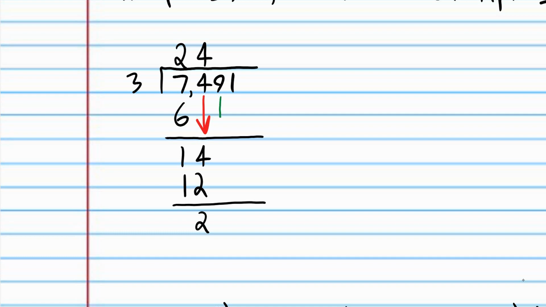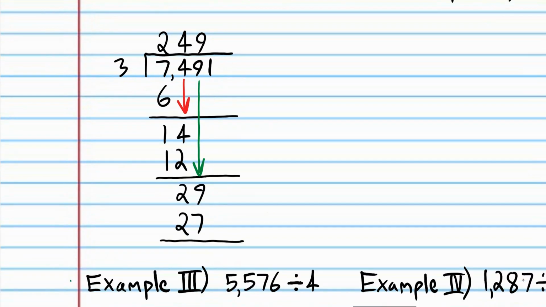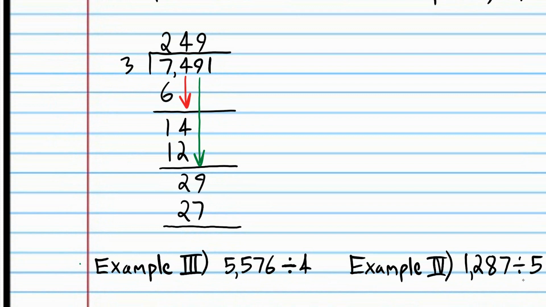So now we have more numbers, so I'm going to bring down the 9. And step number 1 of cycle 3, how many times does 3 go into 29? It goes in 9 times, so I'm going to put my 9 up here. That was step number 1. So now we're going to step number 2. We're going to multiply 3 and 9. 3 times 9 is 27. Then we go to step number 3. We're going to subtract these numbers, and we get 2.